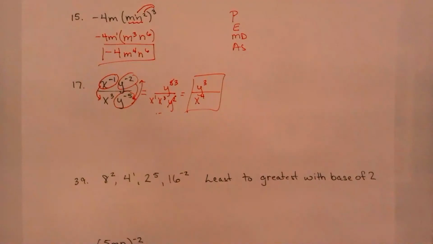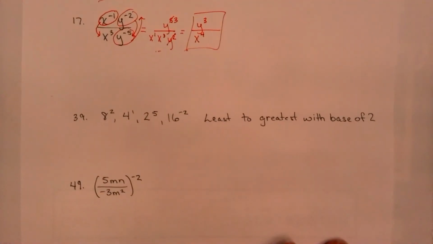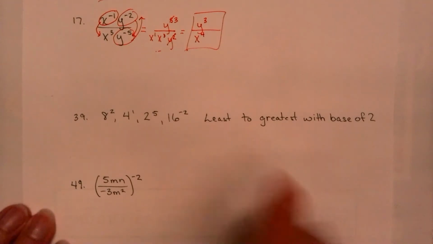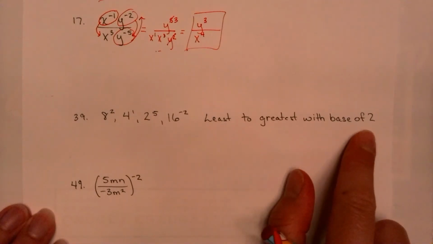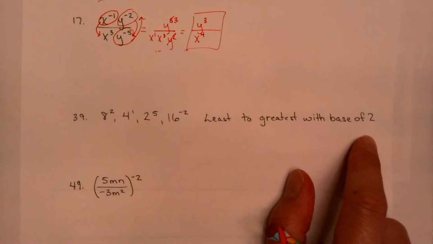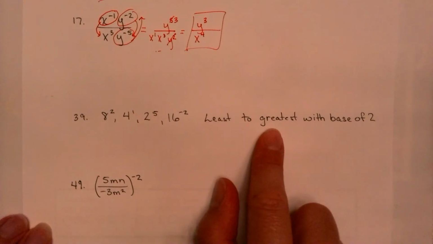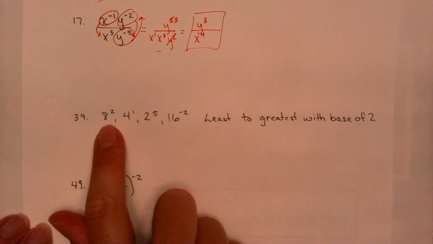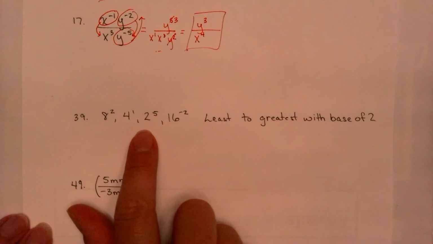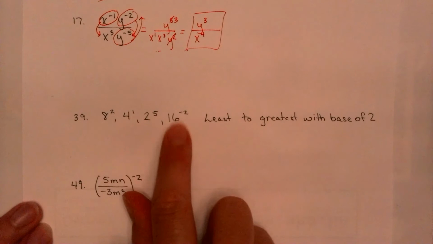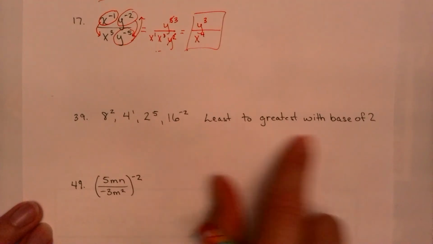Okay, now number 39 is a different type of problem, but it's something we should be able to do. So even if you weren't sure what they meant by write them with a base of 2, I can understand if that was sort of out of your element. But least to greatest, everyone should be able to do that, okay? So you could type it in a calculator, 8 squared is 64, that's 4 to the first. You could find out what each number is pretty easily and put them in order. And again, whenever you put something in order, you always give it back the way the problem was given. They want us to write it with a base of 2.